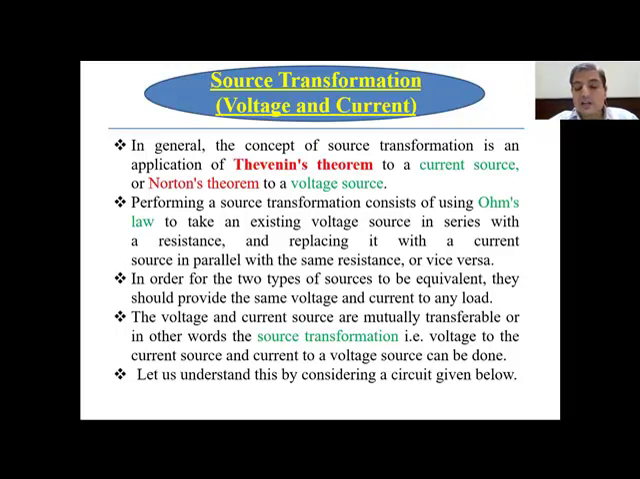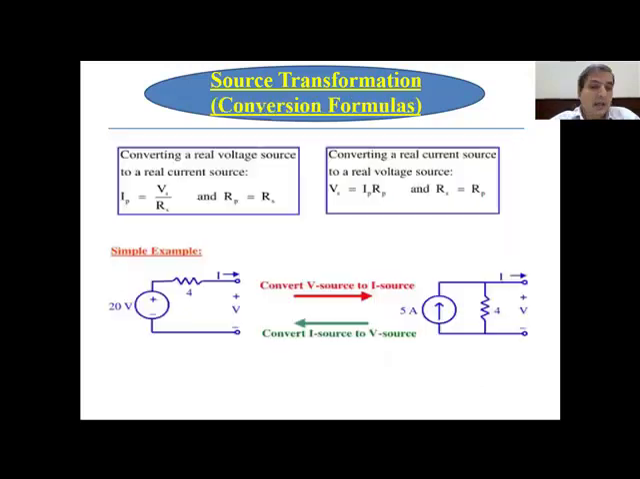So voltage and current sources are mutually transferable, meaning voltage source to current source and current source to voltage source can be transformed to each other. That's why it is written that it's mutually transferable, or it can be transformed from one form to another form. We will understand this concept by taking one circuit as an example. In the next slide, you can see two circuits are given. One is a 20 volt voltage source in series with a 4 ohm resistor, and on the right side you will find a current source in parallel with the resistance. Both can be interchanged. Both are equivalent to each other.